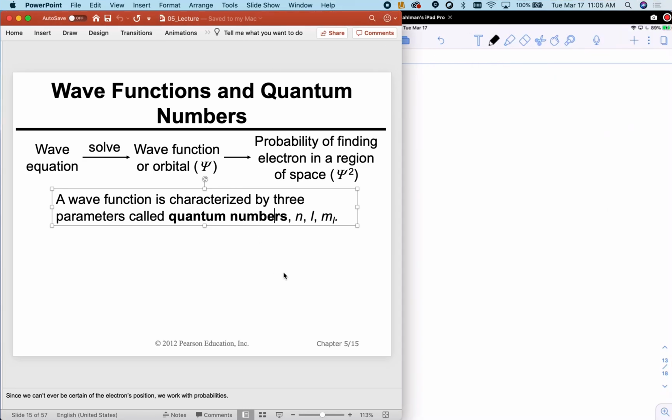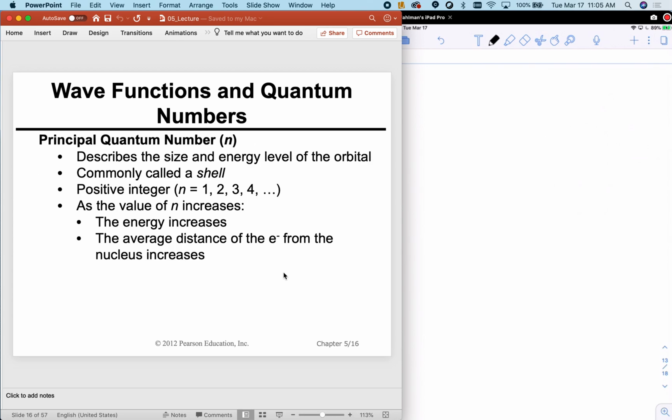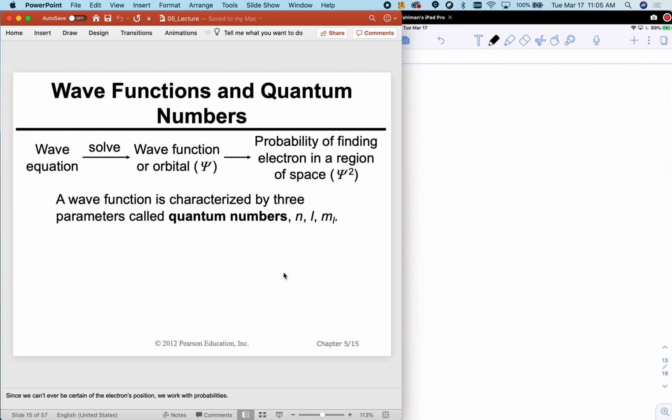Okay, so we are going to talk about these quantum numbers and the ones that they are. So it's really just a few of them. So we're going to talk about n, l, m sub l, and m sub s.